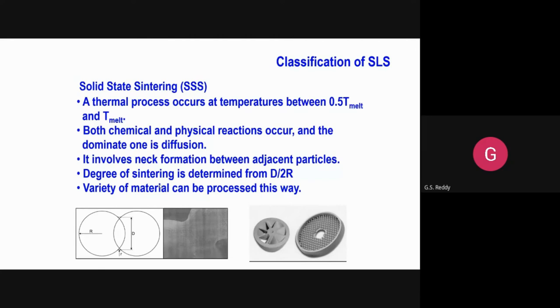The degree of sintering is determined from D by 2R. D is the contact length when you have two particles overlapping, and R is the radius of the particle, assuming it's spherical. So D by 2R determines the degree of sintering: the higher the D by 2R, the higher the degree of sintering.